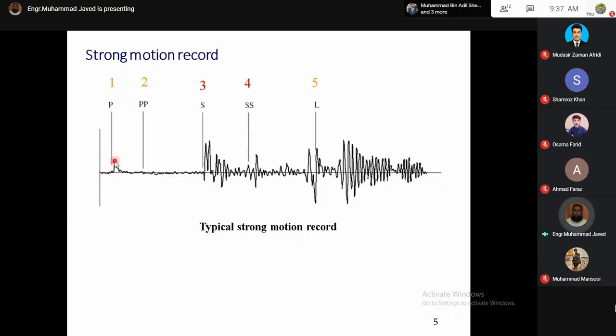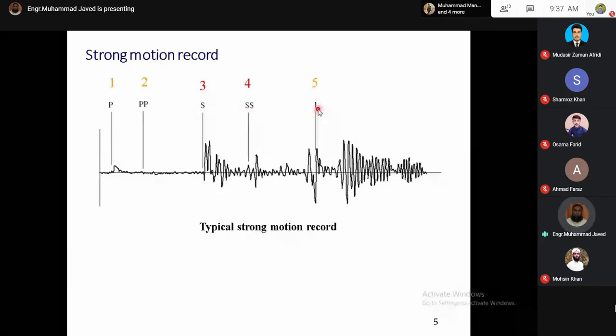which are known as seismographs, and the graph paper on which the data is recorded is known as a seismogram. So as you know, P waves have the highest velocity, so they are recorded first, then PP waves, then S waves, then SS waves, and then finally L waves, which are more destructive and responsible for damage in an earthquake.